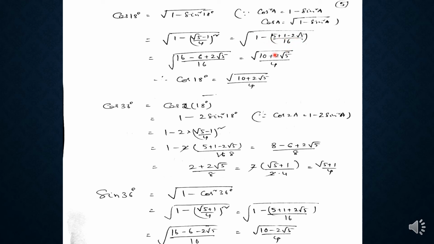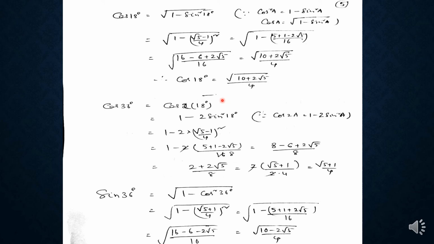By taking LCM we will get 16 minus 6 plus 2 root 5. That is 16 minus 6 is 10, 10 plus 2 root 5 by root 16, which can be written as 4. So cos 18 degrees is equal to square root of 10 plus 2 root 5 by 4. So this is cos 18. Sin 18 is root 5 minus 1 by 4 and cos 18 is square root of 10 plus 2 root 5 by 4. Now we want to find the value of cos 36 degrees and sin 36 degrees.